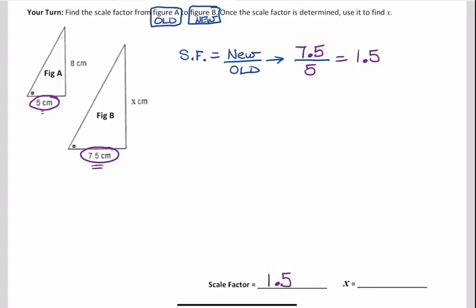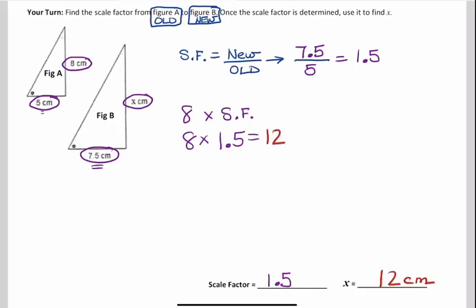And then we're going to use that scale factor to tell us how to figure out what x is. So what does x correspond to over here? Well, it corresponds to 8. So I'm going to take 8 centimeters and multiply that by the scale factor, and 8 times 1.5 comes out to be 12. So there's your x.